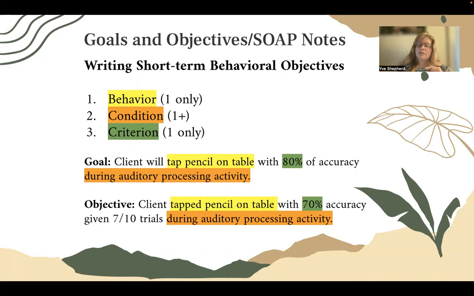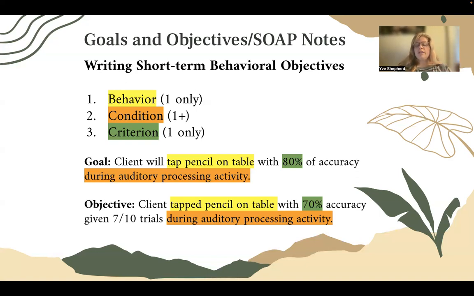So to add on to this, the book actually explains the same model is used when writing the O section in the clinician SOAP notes, which stands for objective. However, instead, the objective focuses on the performance that occurred. So in this case, I might write for the O section, client tapped pencil on the table with 70% accuracy, given 7 out of 10 trials during the auditory processing activity. So instead of will tap, it says tapped.